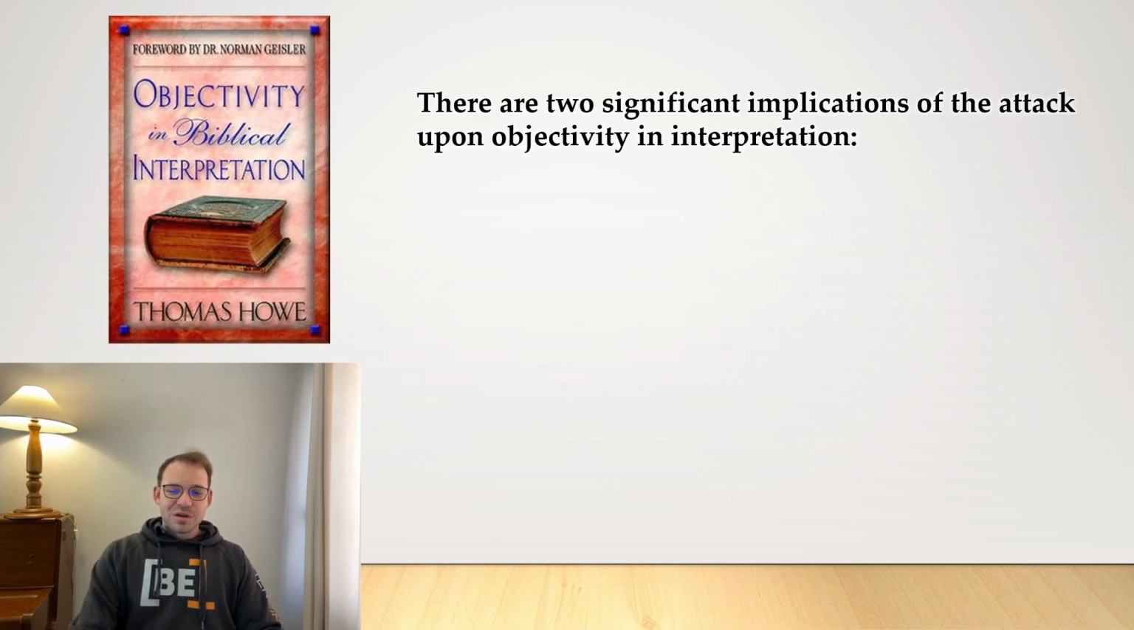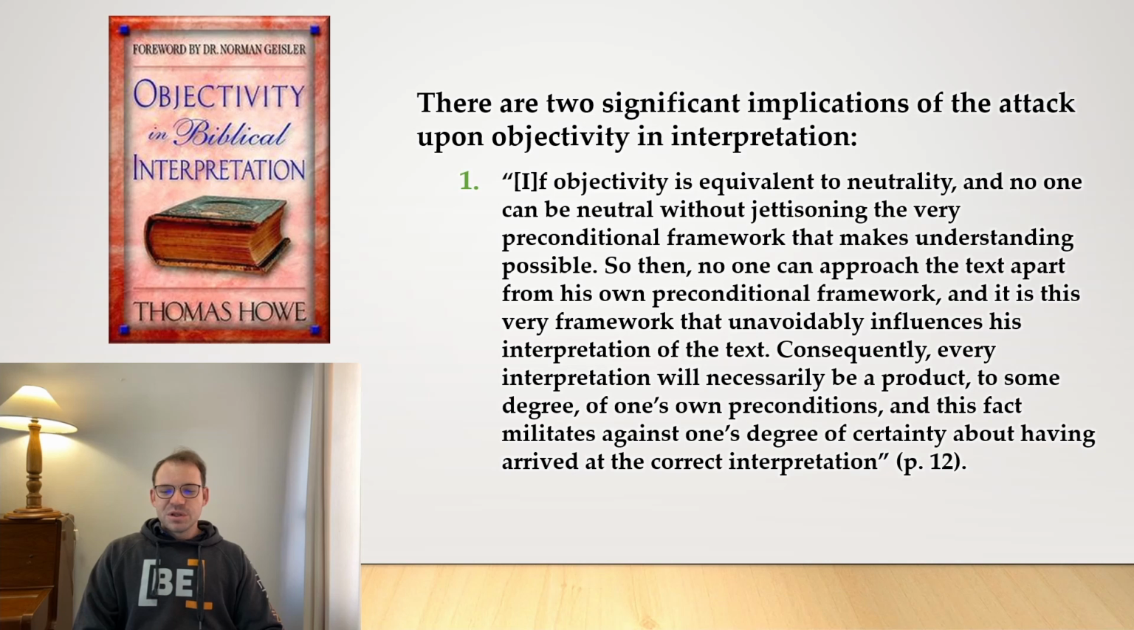And then there are two significant implications of the attack upon objectivity in interpretation. The first one: if objectivity is equivalent to neutrality, and no one can be neutral without jettisoning the very preconditional framework that makes understanding possible, then no one can approach the text apart from his own preconditional framework, and it is this very framework that unavoidably influences his interpretation of the text. Consequently, every interpretation will necessarily be a product to some degree of one's own preconditions, and this fact militates against one's degree of certainty about having arrived at the correct interpretation. So that's the first implication.